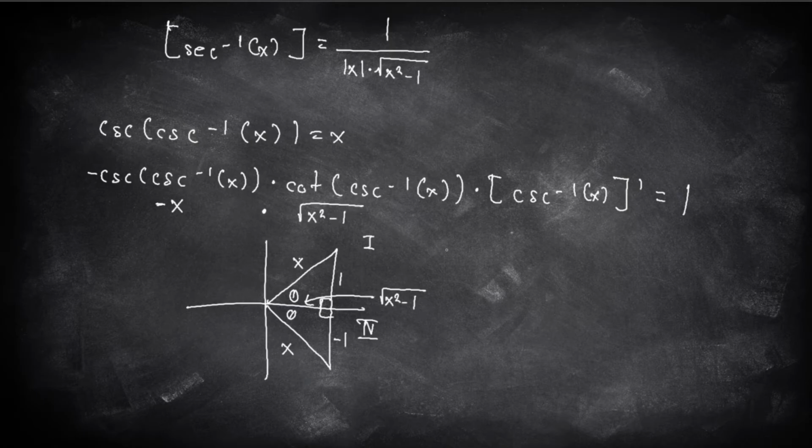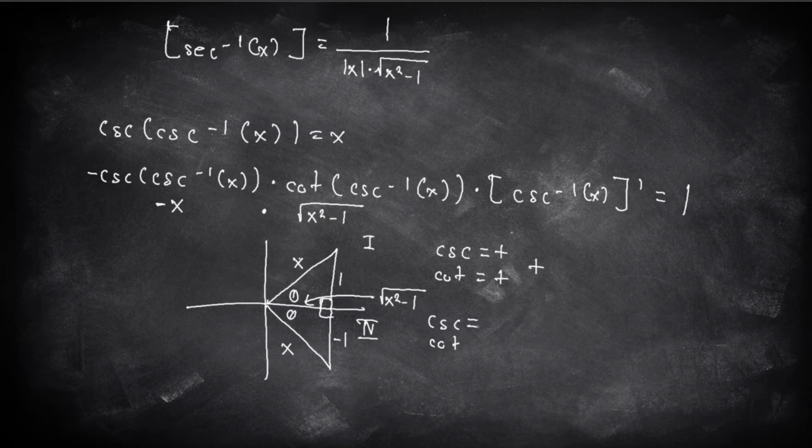So let's keep track of the signs now. We have our cosecant and our cotangent for quadrants 1 and 4. So cosecant deals with only our y value. Our y value is positive here. And cotangent deals with both of them. So this is positive and this is positive. So positive divided by positive is positive. So overall this is positive.